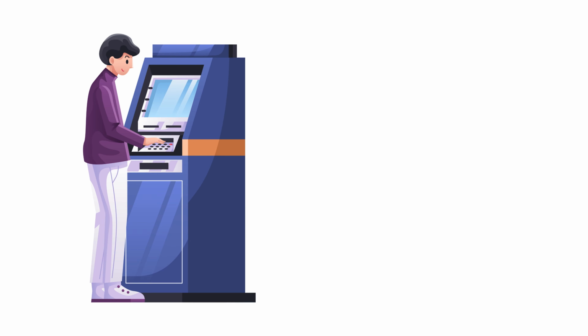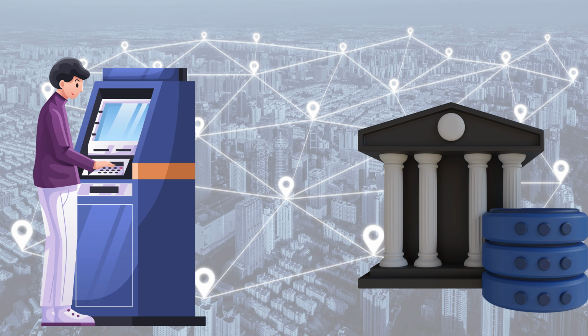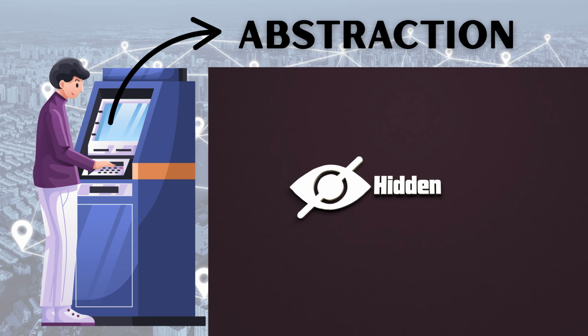Think about an ATM machine. You insert your card, you press buttons to withdraw money, check balance, deposit, etc. Do you know how the ATM is connecting to the bank's database? How the money is being verified? Or how it prints the receipts? No. All of that is hidden. You just see a simple interface. That's exactly what abstraction is in Java.